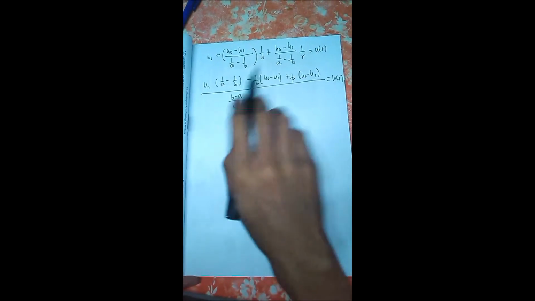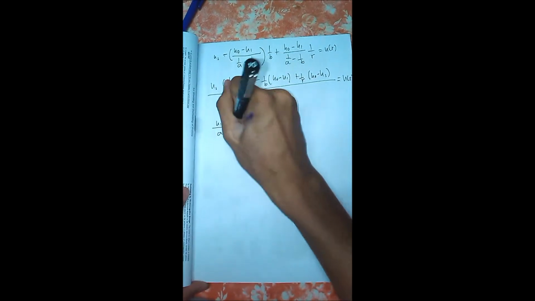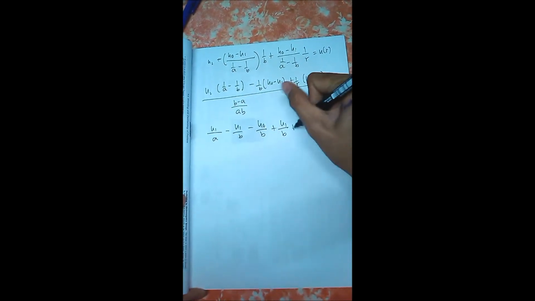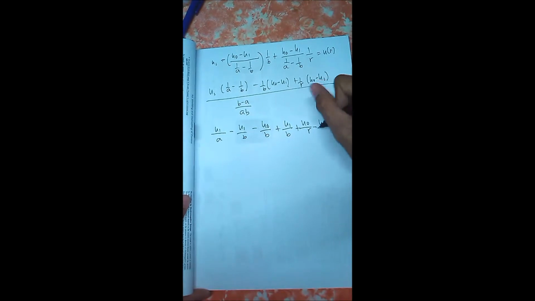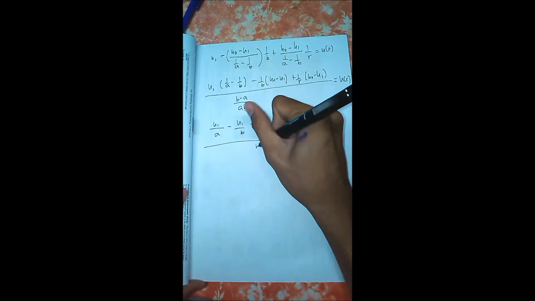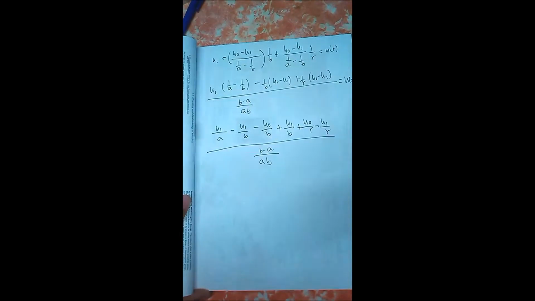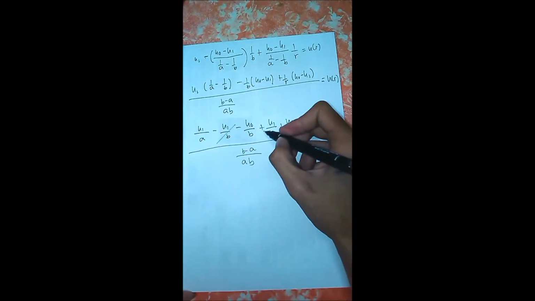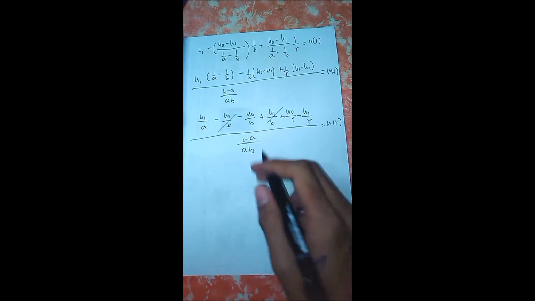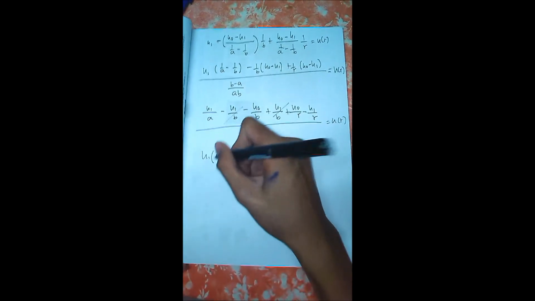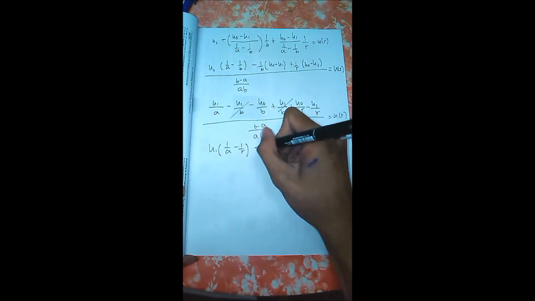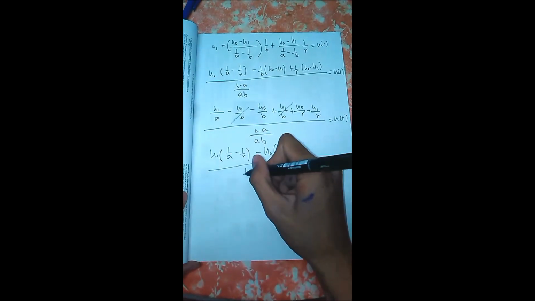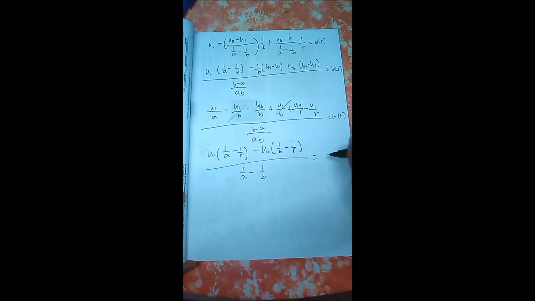When we distribute, u1 over a minus u1 over b is u sub 0 over b plus, over b minus a b, equals u(r). Canceling negative u1 over b and positive u1 over b, by simplification, we get u1 times 1 over a minus 1 over r, u sub 0 times 1 over b minus 1 over r, over 1 over a minus 1 over b, equals u(r).